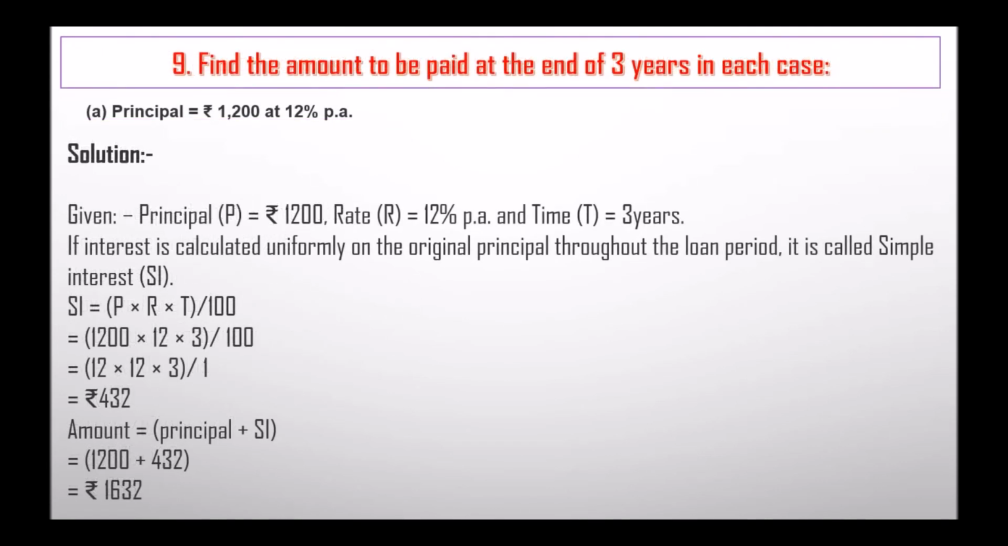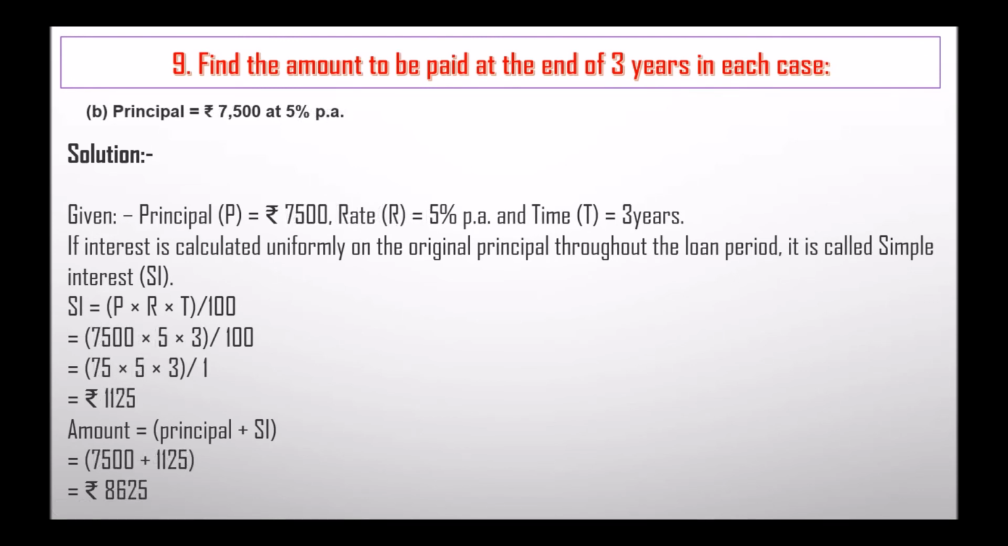Ninth question, find the amount to be paid at the end of 3 years in each case. Principal equals rupees 1200 at 12% per annum. So principal is given 1200, rate of interest is given 12% and time is given 3 years. Simple interest formula we will use. So PRT upon 100, that is 1200 into 12 into 3 upon 100. These 0 and 0 will cut, so 12 into 12 into 3 upon 1, that is rupees 432. Amount equals principal plus SI, that is 1200 plus 432, that is 1632 rupees.